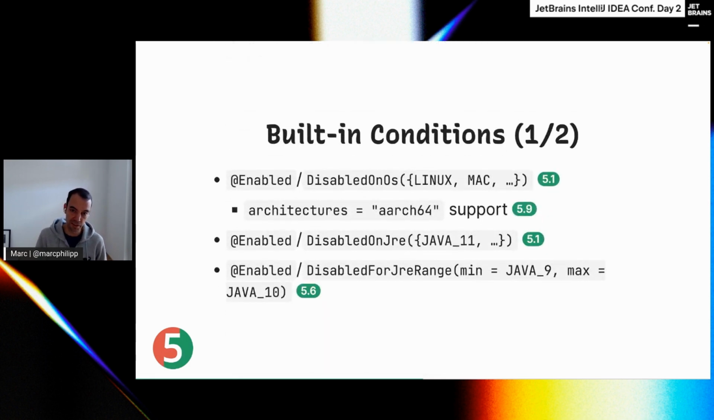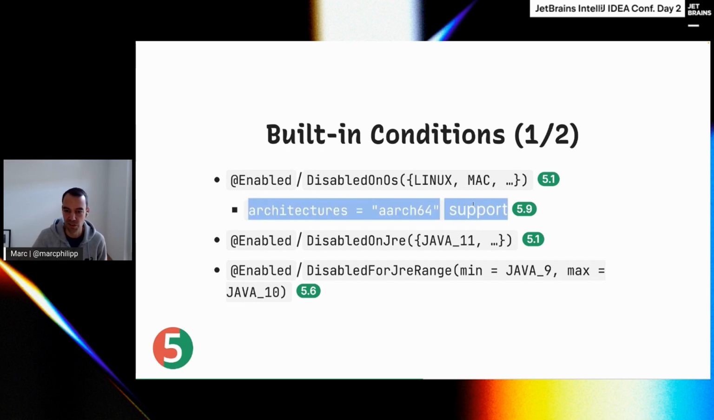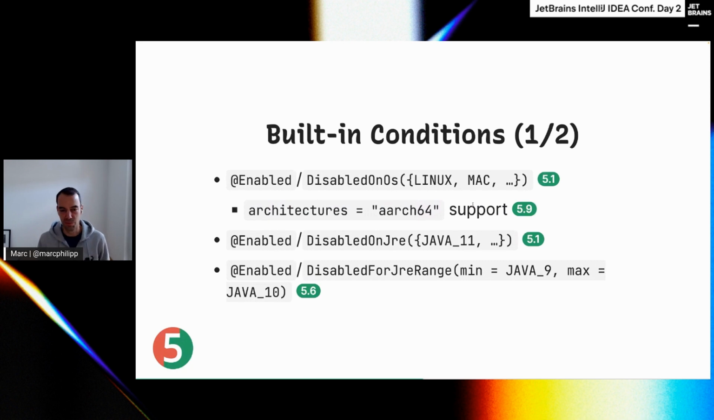There's also a lot of built-in execution conditions, like the one we implemented, but in a more meaningful way. For example, you can disable or enable tests based on the operating system, the JRE, and other things. But one thing that I wanted to point out here is also the architecture, which is new since 5.9. Now that M1 Macs are kind of ubiquitous, this has become important to check for the architecture on some tests, because sometimes you have native libraries and some tests don't work on some architectures or only work on some architectures.